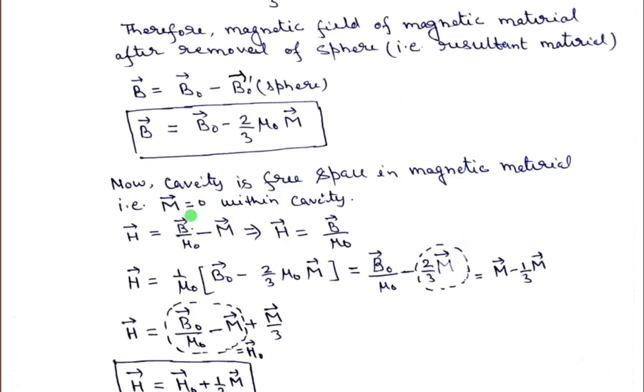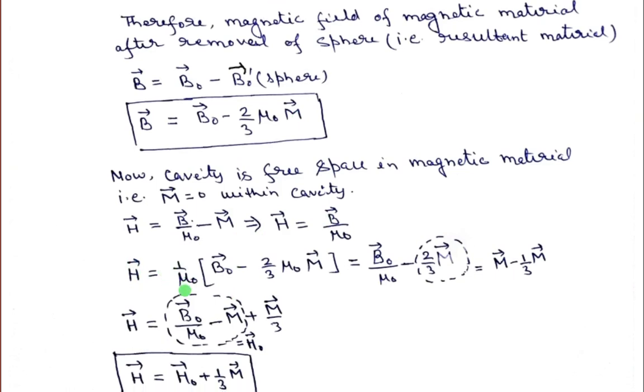Then we know the relation between magnetic field vectors B and H. We have already calculated the B vector. So we can write H vector equal to B vector divided by mu 0 minus M vector. Since M vector is equal to 0, H vector will be equal to B vector upon mu 0, and this B vector we have calculated, that is B0 minus 2 by 3 mu 0 M vector. So if you put this value, H vector will be equal to 1 upon mu 0 in bracket B0 vector minus 2 by 3 mu 0 into M vector.